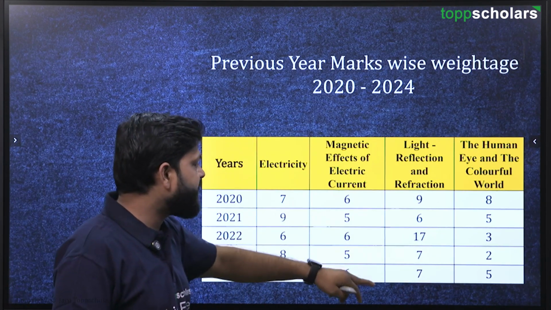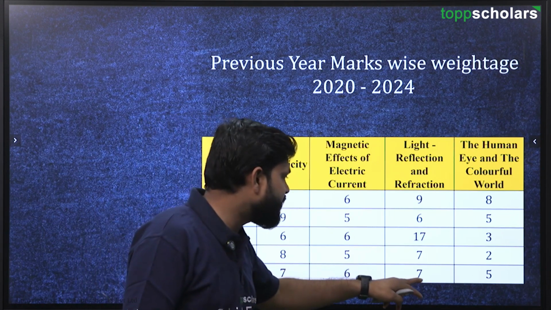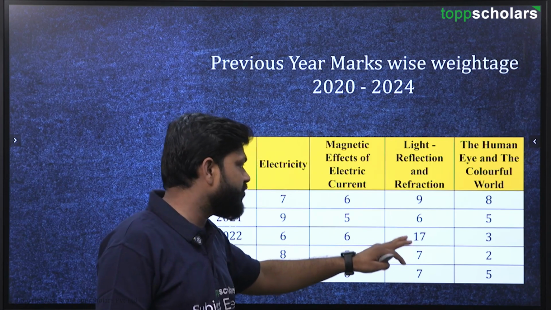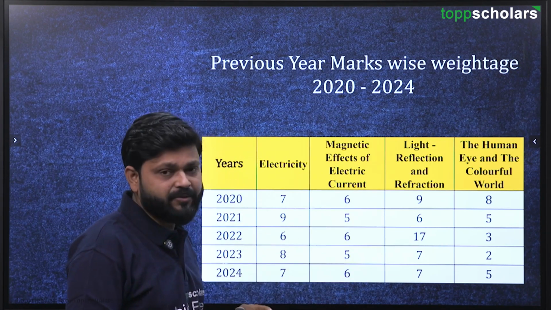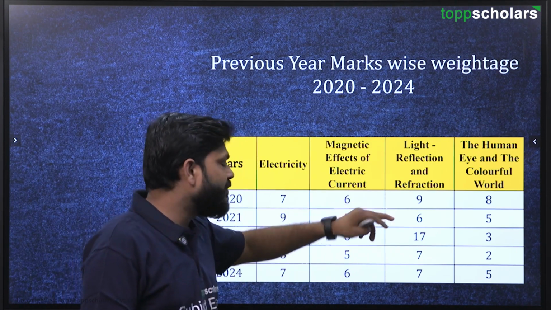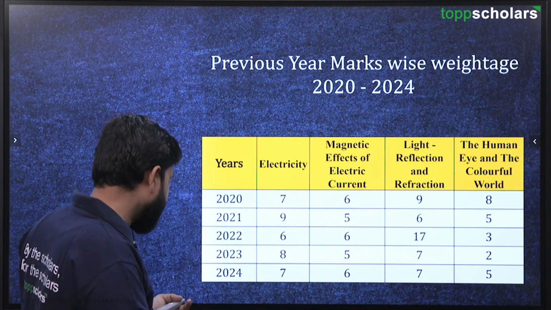Light reflection and refraction, you can see here, 2024, 7 marks question came from it. And 2022, if you see, 17 marks questions were there from the light chapter only. So it's very easy to score good marks in physics. So we are going to start with previous year's questions. See here.